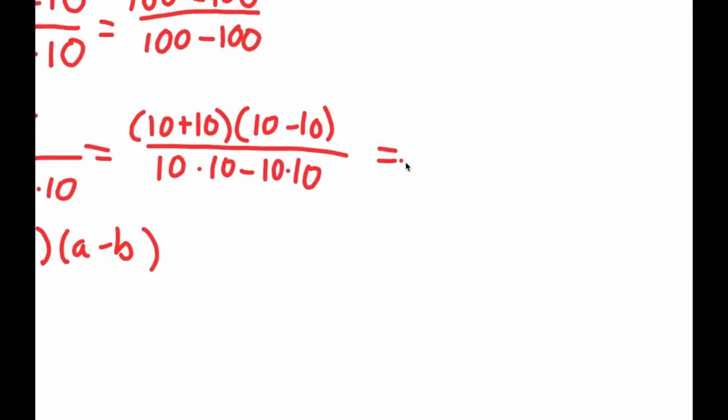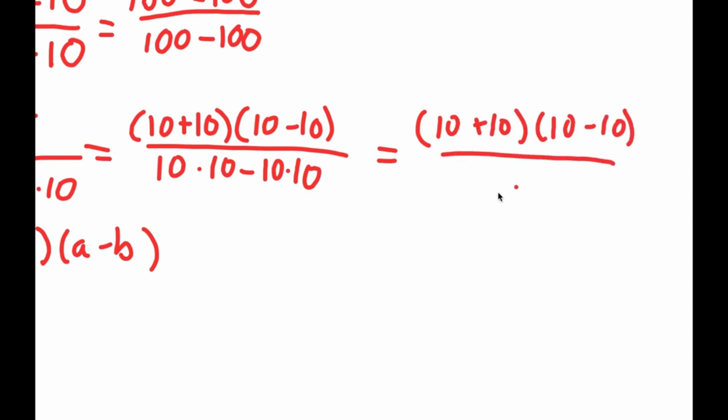And now this is the same thing as 10 plus 10 times 10 minus 10 over, for my denominator, what I'm going to do is factor out 10. So if I factor out 10, I get 10 times, well, 10 times 10 divided by 10 is simply 10. And again, 10 times 10 divided by 10 is 10 again. So I have 10 times 10 minus 10.